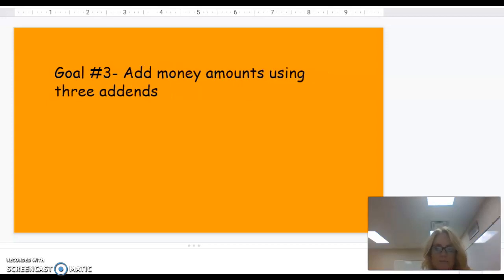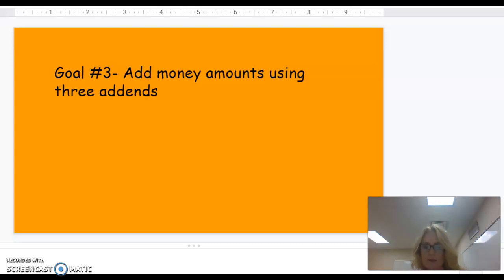Let's look at goal 3. Add money amounts using 3 add-ins. In this activity, you will purchase 3 items and need to add together those 3 items to find out the total or the sum. I think you are ready to try one together.